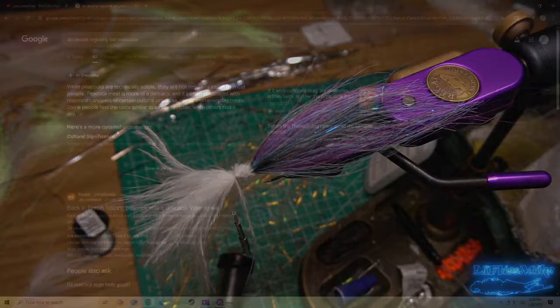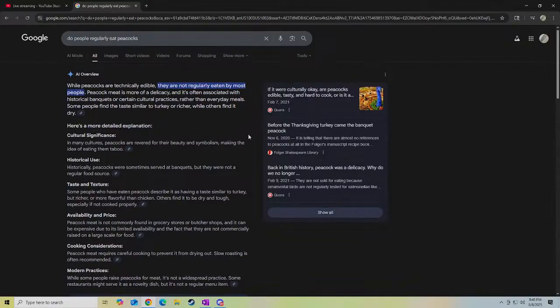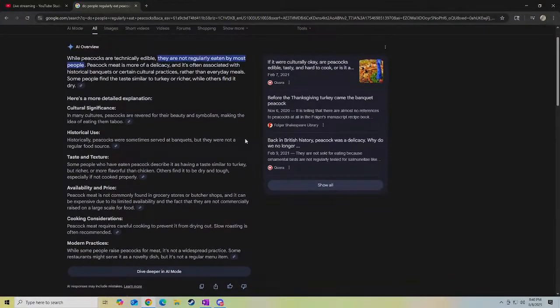Okay. While peacocks are technically edible, they are not regularly eaten by most. Peacock meat is more of a delicacy and is often associated with historical banquets or certain cultural practices rather than everyday meals. Some people find their taste similar to turkey or richer, while others find it dry. So maybe it is like I saw them eating it in another country or something. You know what I mean?